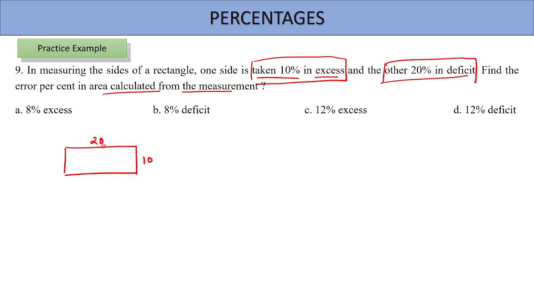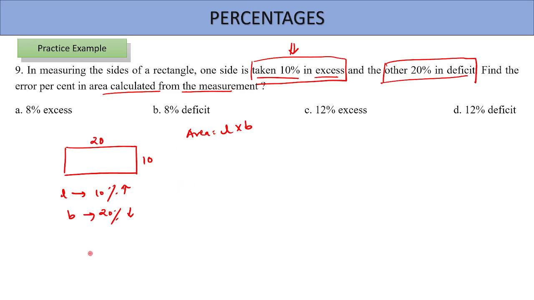You can take any measure which you want, and it is telling that one side is taken 10 percentage in excess. So I will assume that my length is increasing by 10 percentage and my breadth is decreasing by 20%. You can also take the vice versa. It's the same thing, guys. It's up to you because eventually we have to find the area, which is L into B. So it will be the same effect. So my length is increasing by 10 percentage.